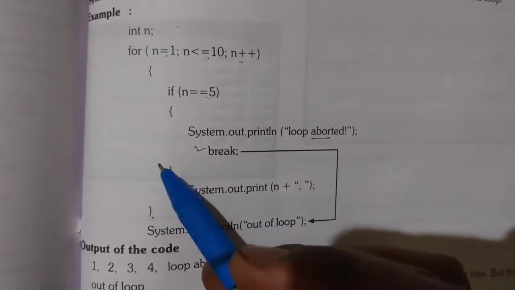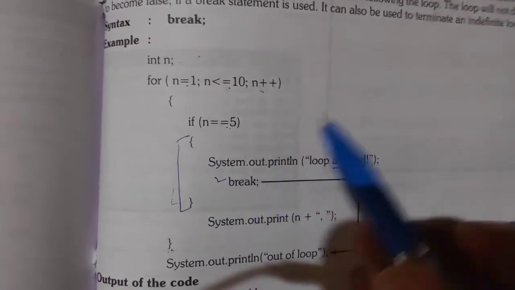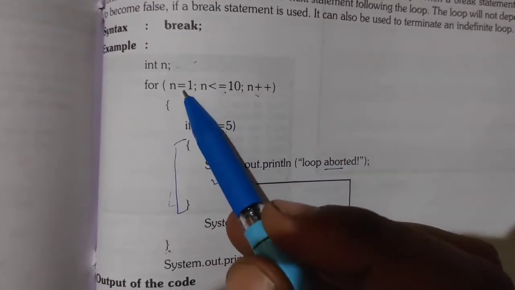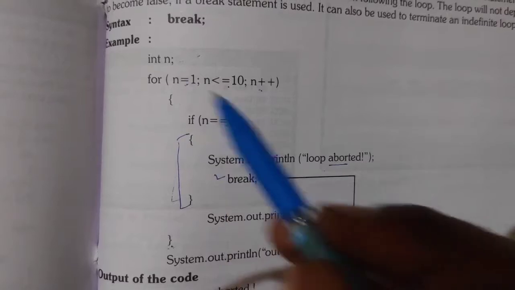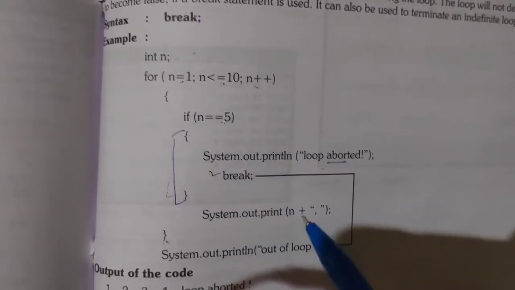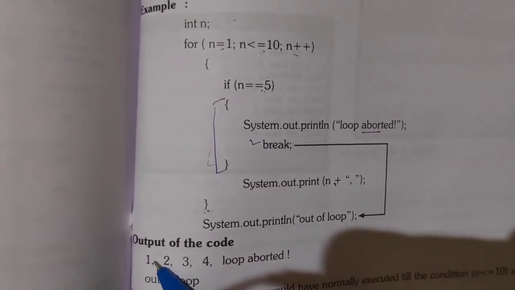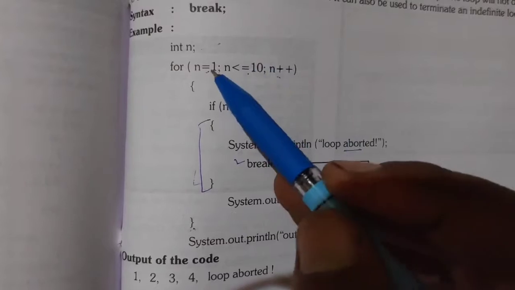And after this if condition, so this is the body of the if condition. After the if condition, one more statement is there inside this for loop, and the statement after the if is System.out.println(n + ",").